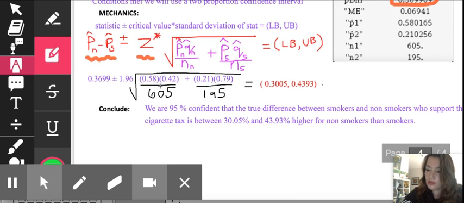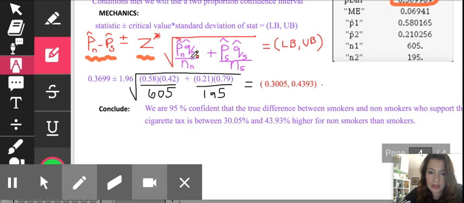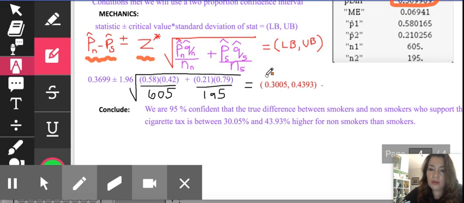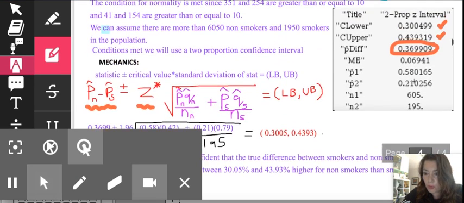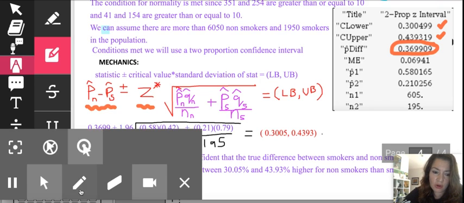Now, the new thing is our standard deviation. Instead of doing a standard deviation for one proportion, you're going to do the same thing, but for two proportions. So I went ahead and wrote p hat q hat over n, this is for non-smokers, so I put the little symbol N, plus p hat q hat over n for smokers, so I put the symbol S. Looking at our proportions here, we can see that it is 0.58 for non-smokers who voted yes, and 0.21 for smokers who voted yes. So those are written right here.